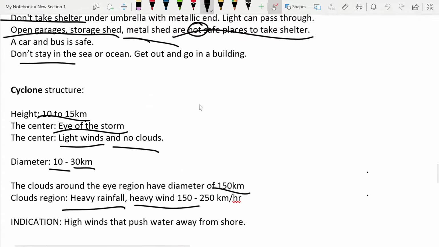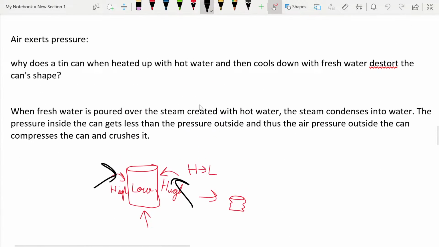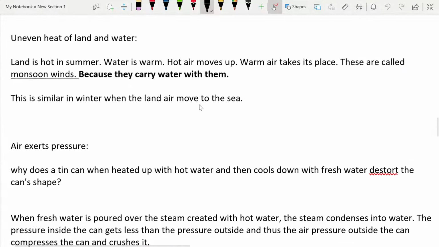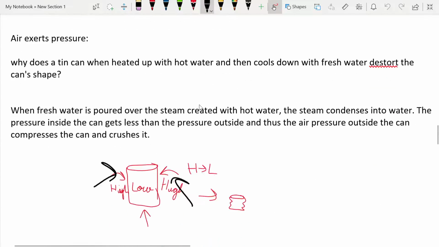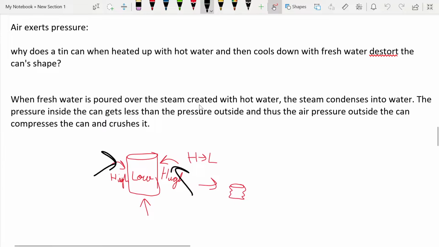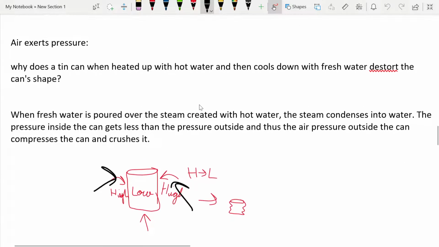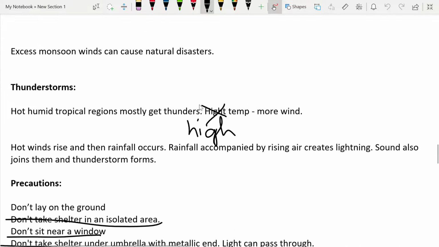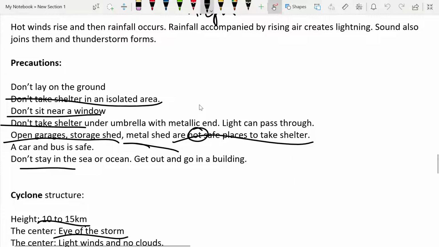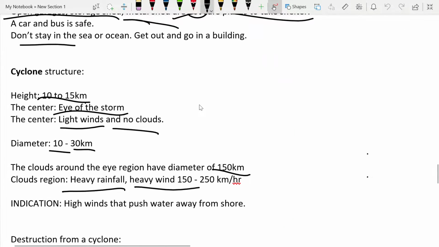With that, we've finished the chapter. Quite a notes chapter, but now you know everything. I hope you got how air exerts pressure. Thunderstorms, precautions, all the precautions should be clear. Cyclone structure should be clear. The height, the center of the cyclone is the eye of the storm. The center has light winds with no clouds. The diameter is 10 to 30 kilometers, and just have a look through this.